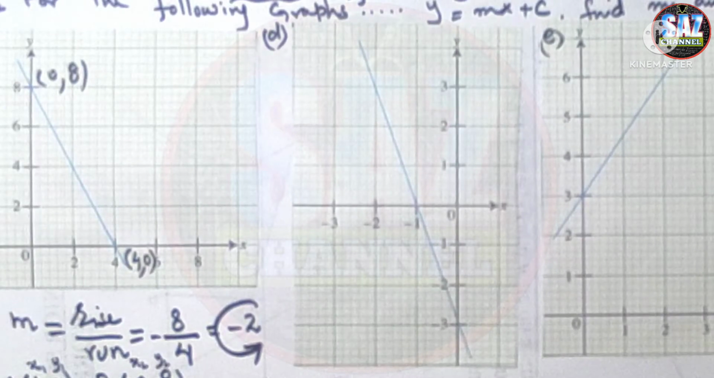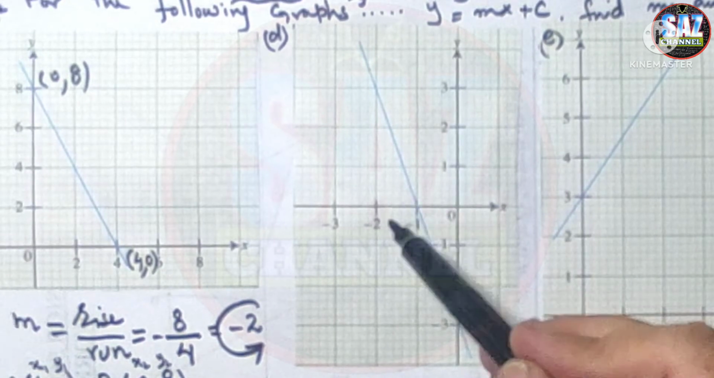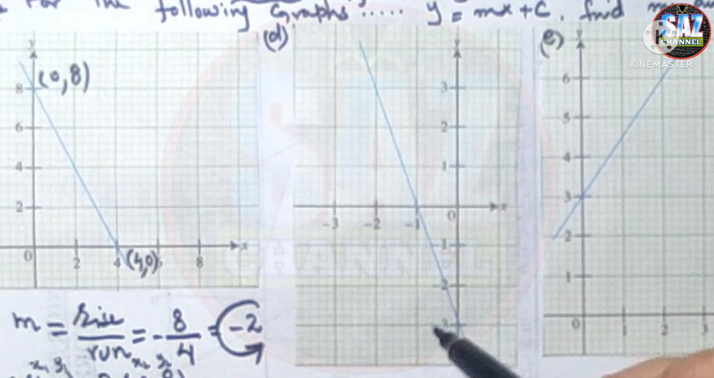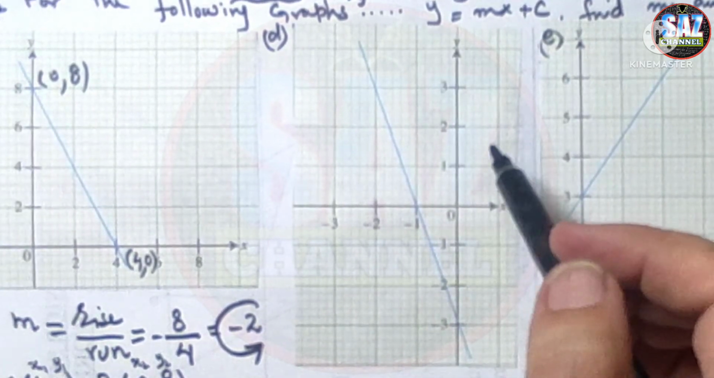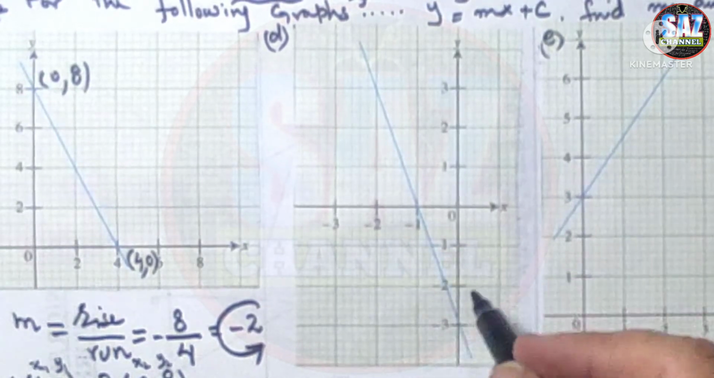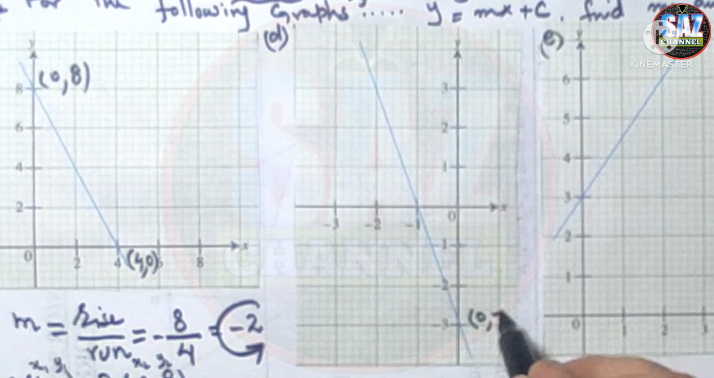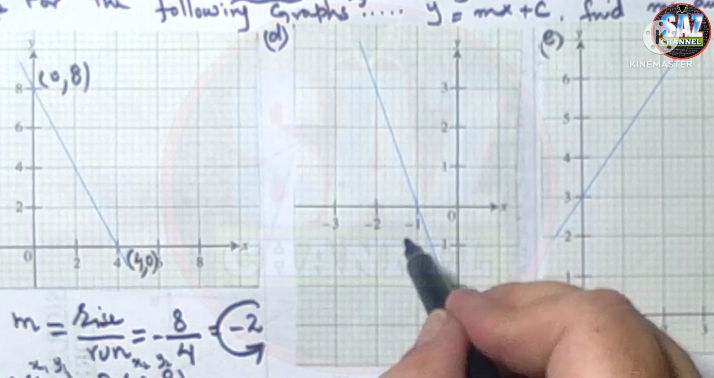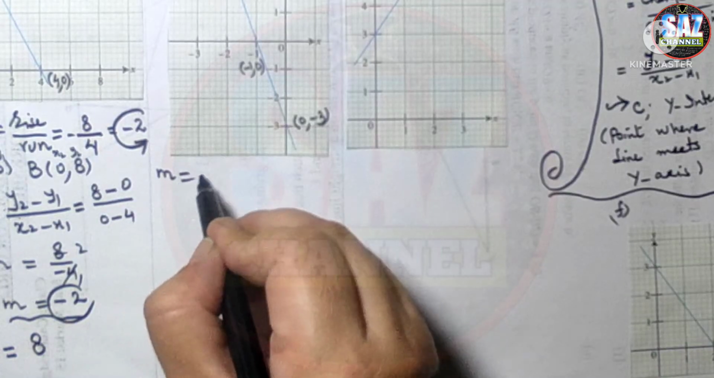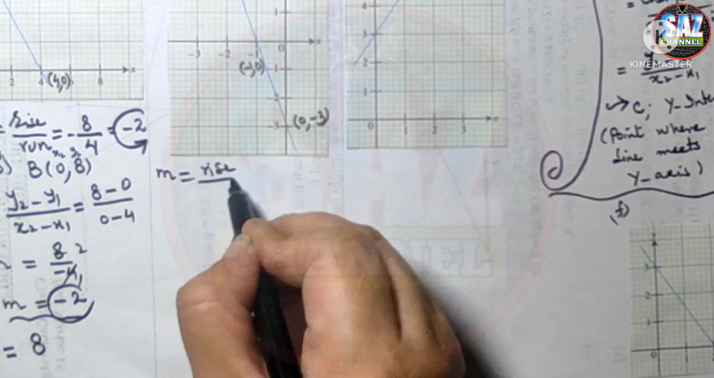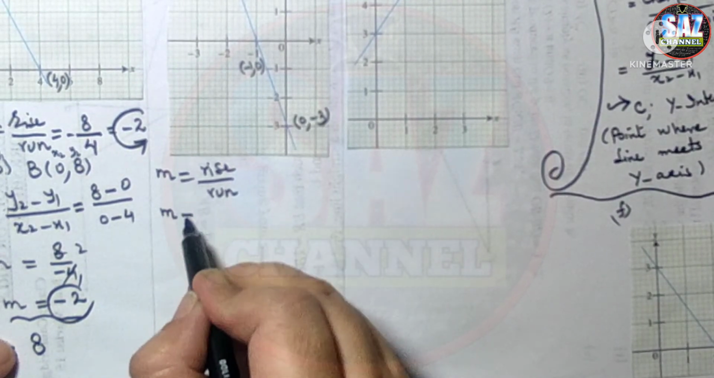For the next part, we can see that the line is cutting the x-axis at what point? -1, and the y-axis at -3, and 0. Again here I will be going with the help of the formula as well. Here the point on the y-axis will be 0 and -3, and the point on the x-axis is -1 and 0. So m is rise upon run. First with the help of the formula and then graphically as well.